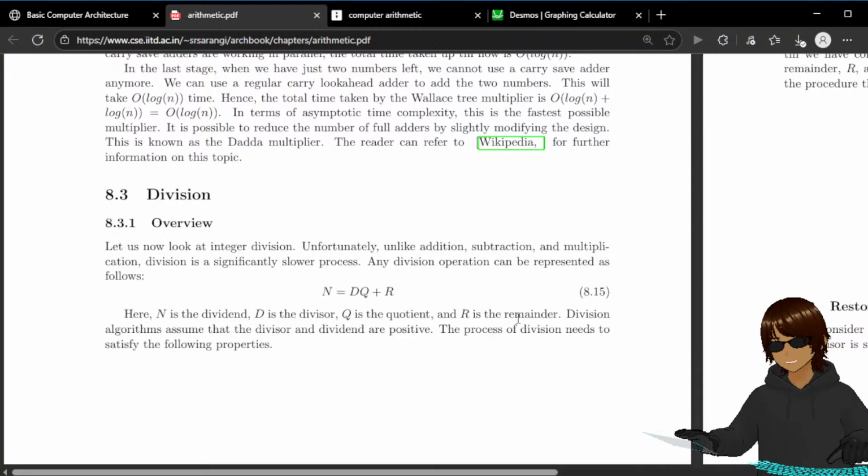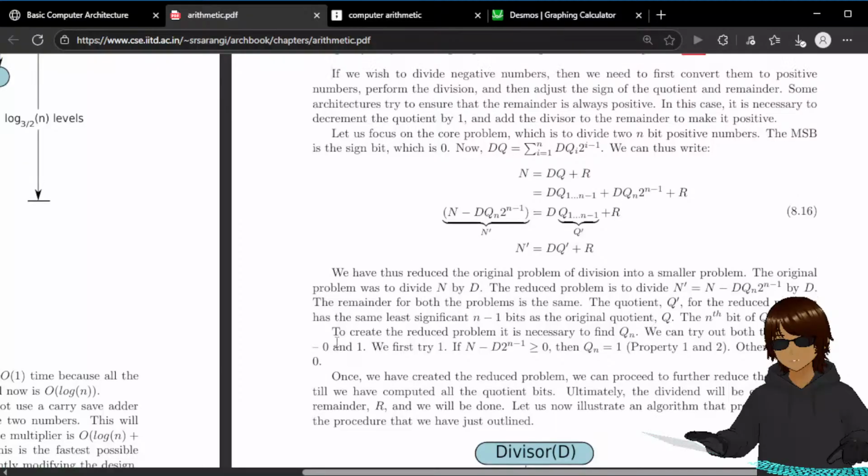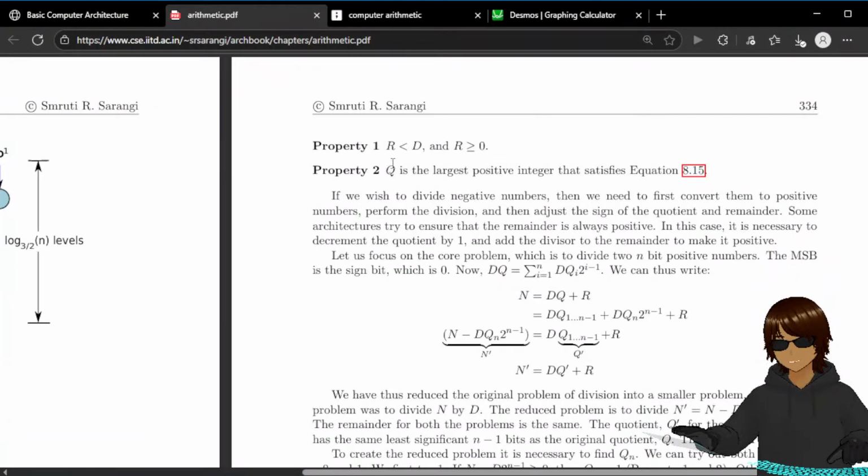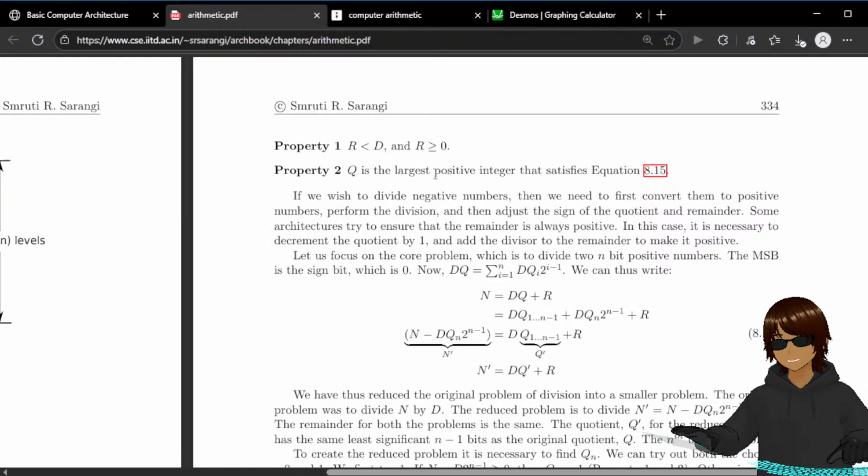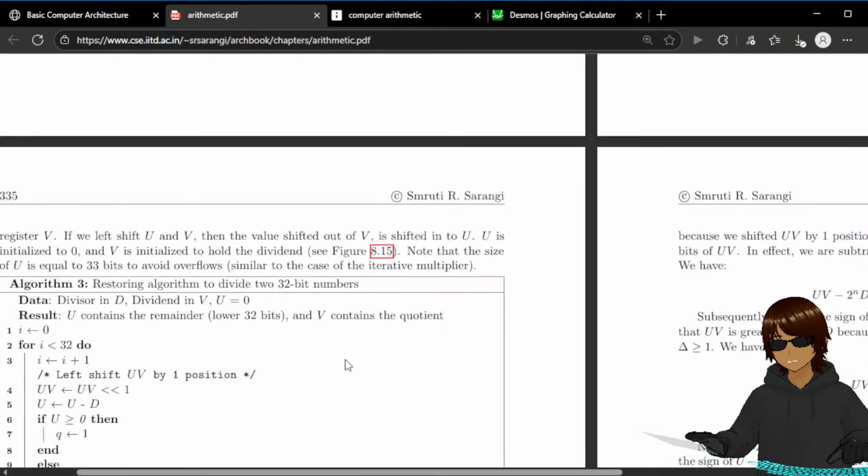Division algorithms assume that the divisor and dividend are positive, n and d. The process of division needs to satisfy the following properties. Property 1: r is less than d and r is greater than or equal to 0. Q is the largest positive integer that satisfies equation 8.15.